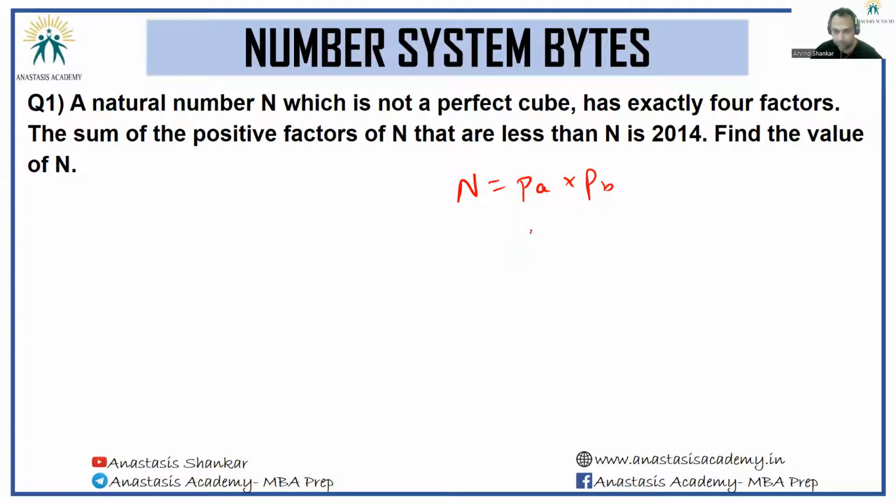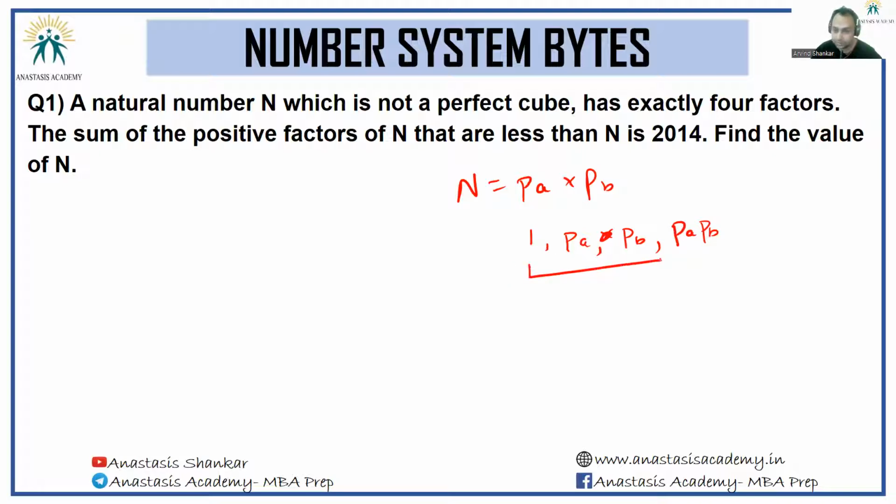it has would be 1, the first prime number, the second prime number, and finally n itself. These 4 would be the factors. So we've been told the sum of the positive factors of n that are less than n is 2014.